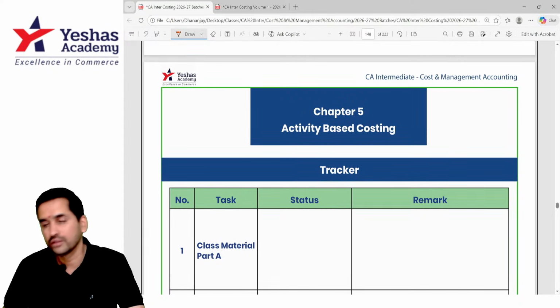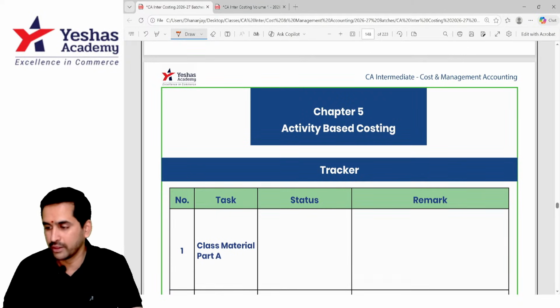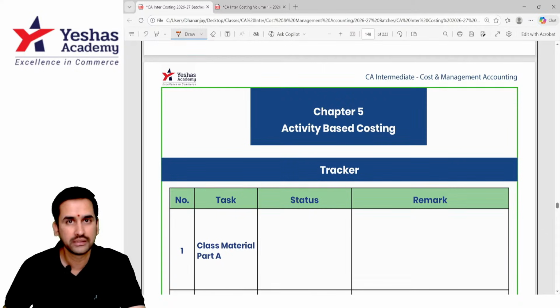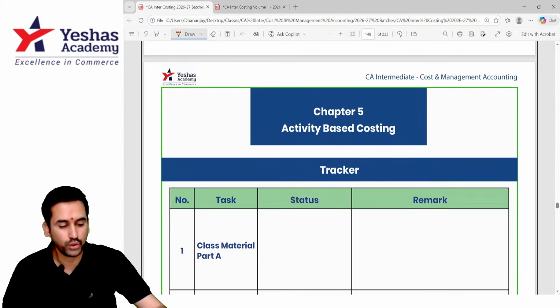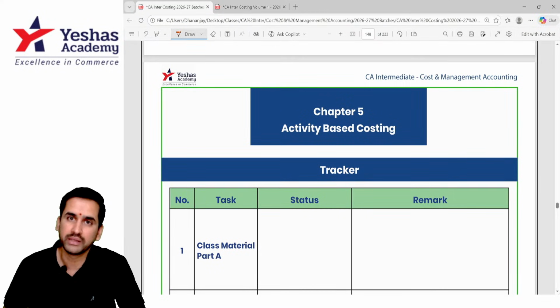Okay, so you start revising from your side part A. I will be doing this alone, activity based costing in session. Okay, whoever is watching in future, not live but on YouTube in future, you just have to go to the next video. Next video will be activity costing.